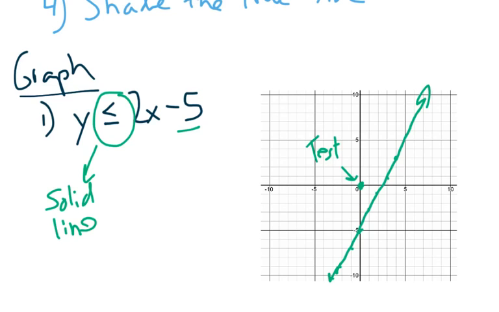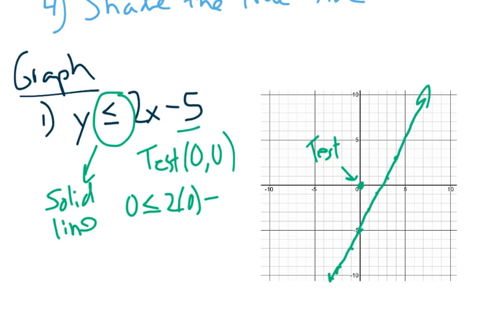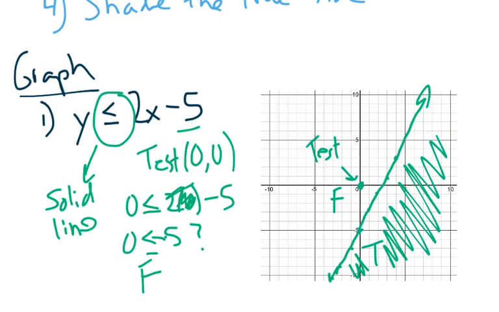So what I do is I'm going to write test 0, 0, and then I go 0 less than or equal to 2 times 0 minus 5. This is why I like testing 0, 0, because essentially I don't even need to write the x part because it disappears. 0 less than or equal to negative 5, question mark, that is false. So this is the false side of the coordinate plane, meaning that the true side has to be over here. And I will shade that.